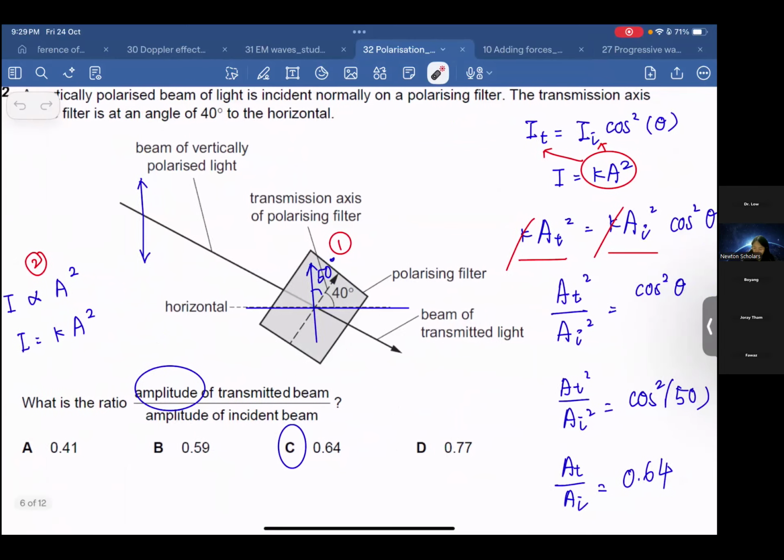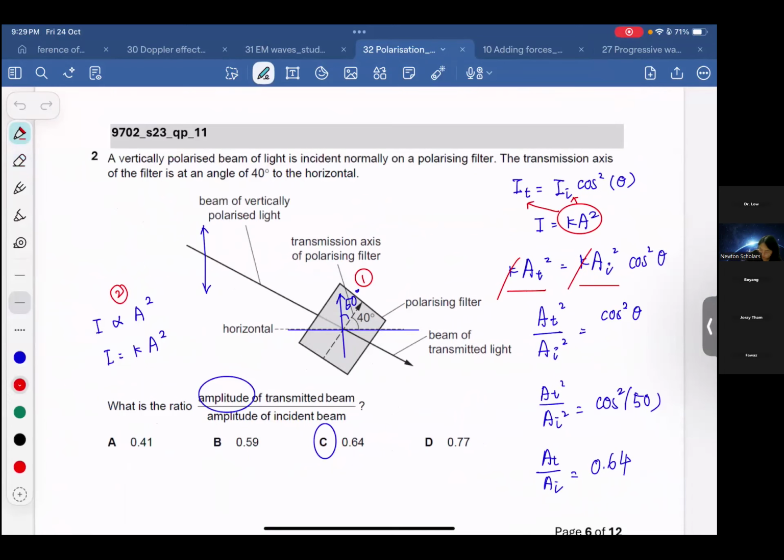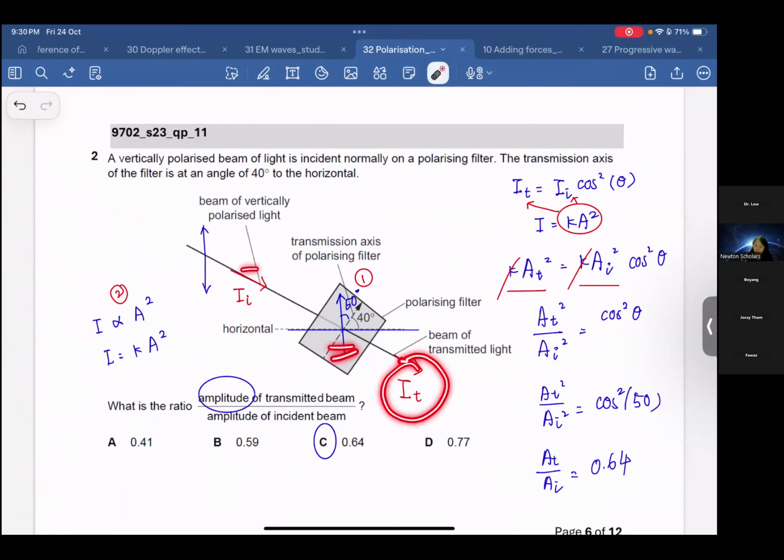Then I understand that this is your initial. I label here, this is your incidence, so I incidence. This is your transmission, I transmission, I put a T. So the transmission intensity will be equal to the incidence intensity times cos square delta. This is Malus's law. They say I equals I0 cos square delta. Until here, okay, for this part, Fatima?